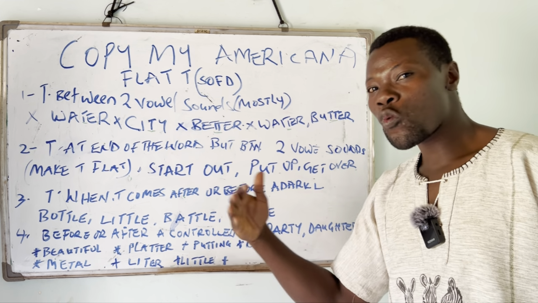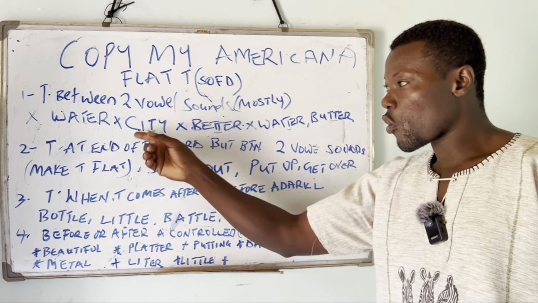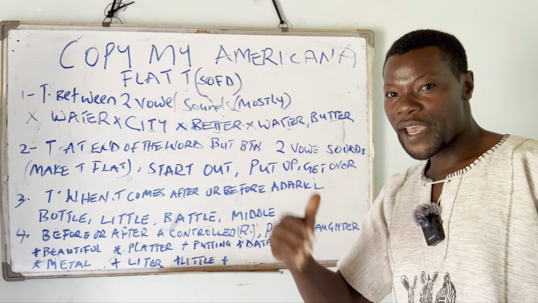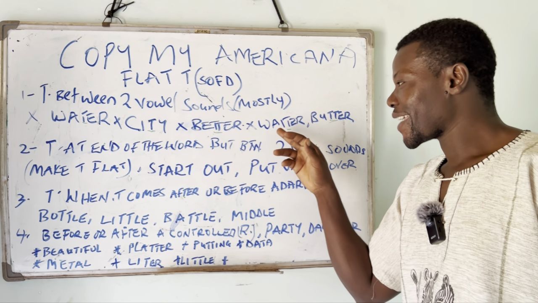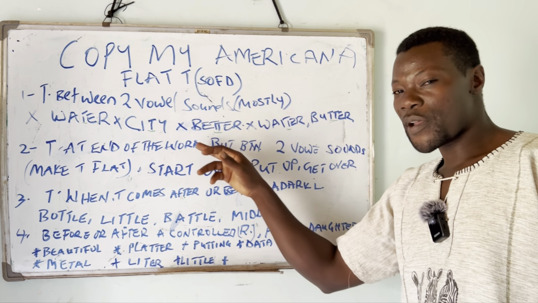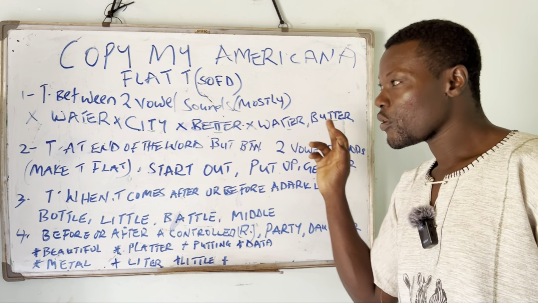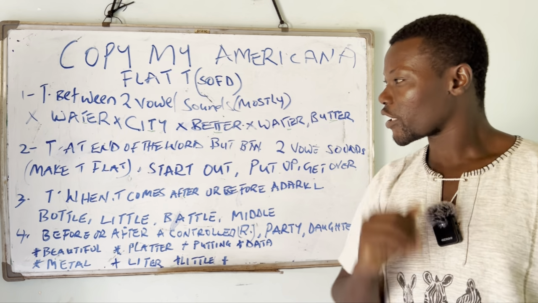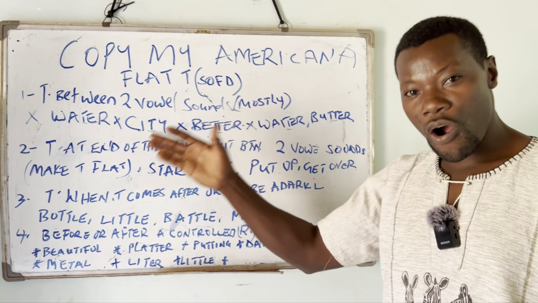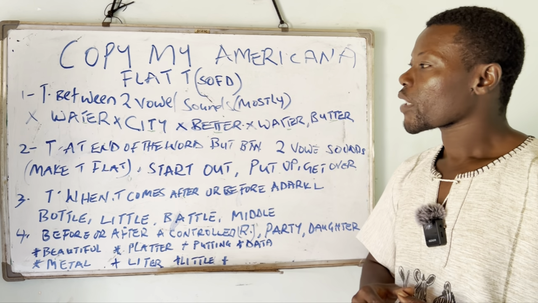Get me some water. Go in the city and get me some water. We better go get some water. Oh, we better tell the waiter to get us some butter water. I think you've understood. That is how you practice the American accent. Water, city, butter, waiter, and better.